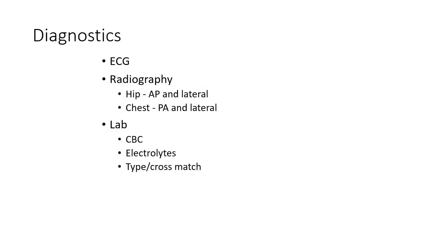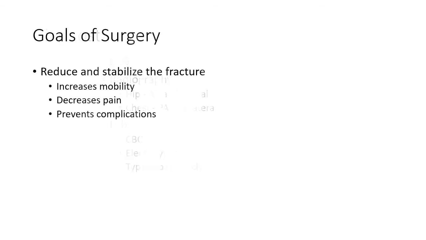Other diagnostic measures you will see, like in any other surgery, you want to have an ECG done for this patient. Radiography: the hip AP and lateral x-rays, the anteroposterior and the lateral view of the hip, need to be done, and the chest x-ray, the posterior anterior chest x-ray and the lateral view, need to be done. In the labs, as usual, CBC, electrolytes, type and cross match need to be done.